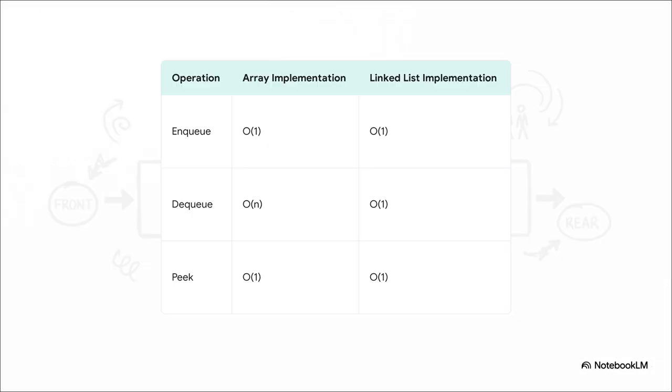So let's just put them head to head. Look at this. For adding items and peeking at the front, they're both O(1). They're both super fast. But that middle row, the dequeue operation, that tells the entire story. The array's O(N) is a potential disaster waiting to happen. The linked list's O(1) is always fast, always reliable. This one difference is exactly why the linked list is almost always the better choice for building a queue.